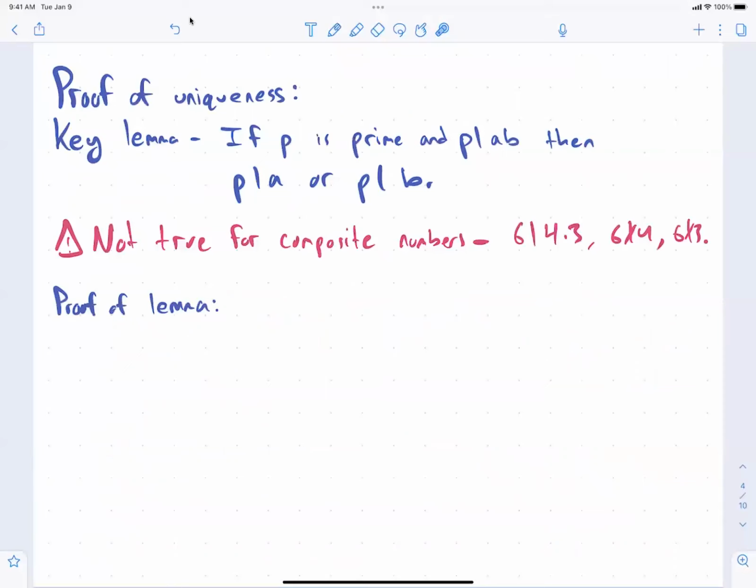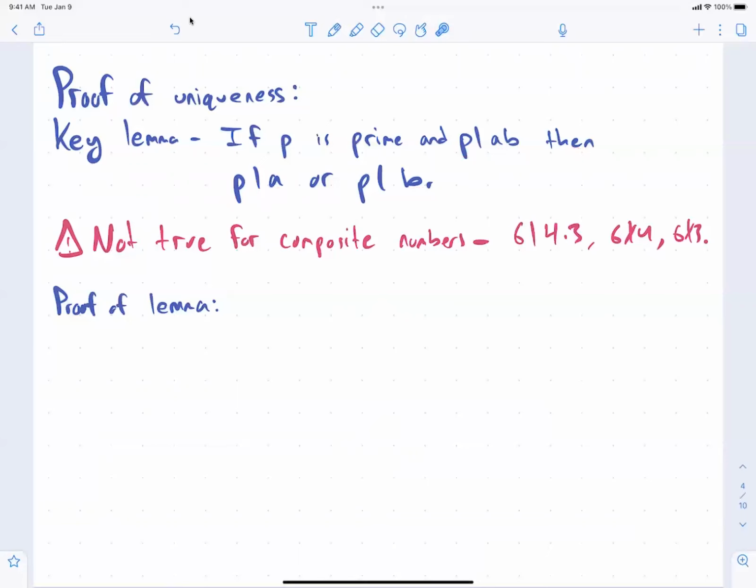So that's the uniqueness of prime factorization. And really, when you're doing this, there's a key lemma. The key thing you need to know is that if p is a prime number and p divides a product of two things, a times b, then in fact p must divide either a or b.